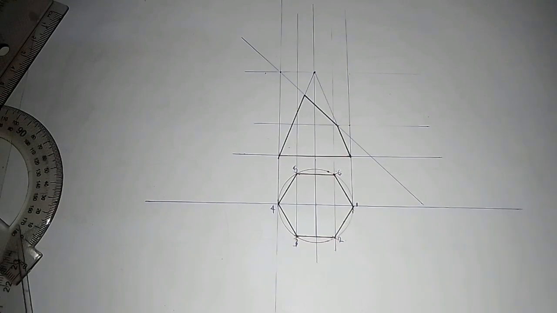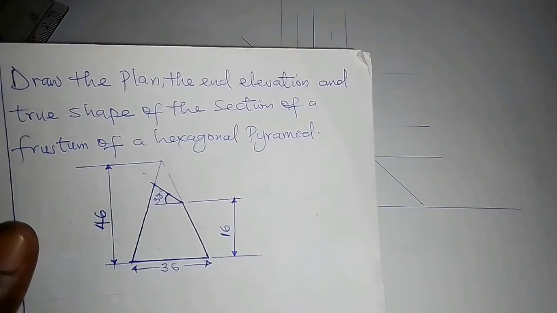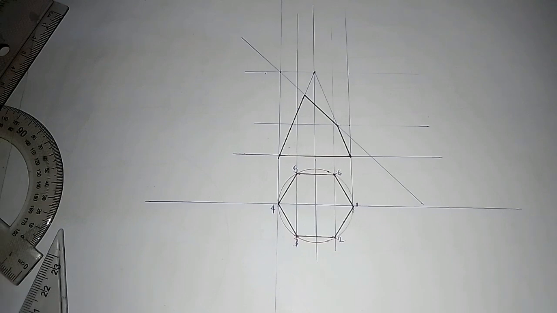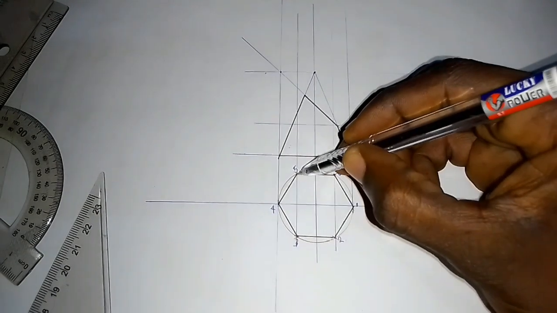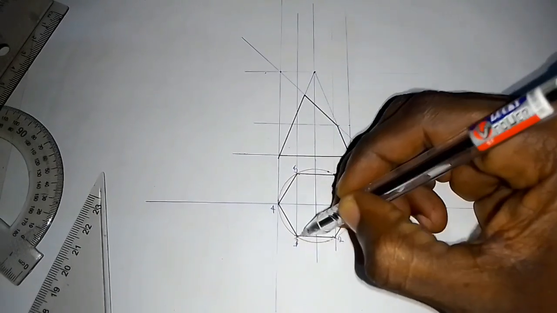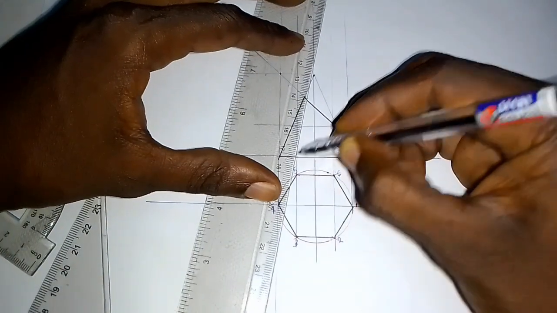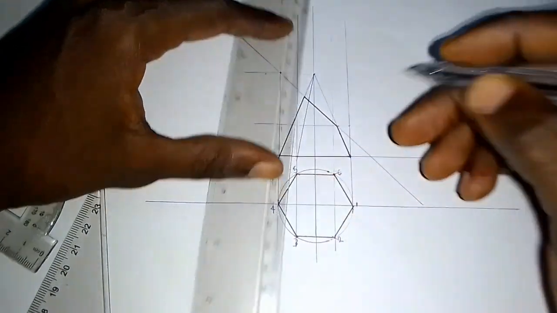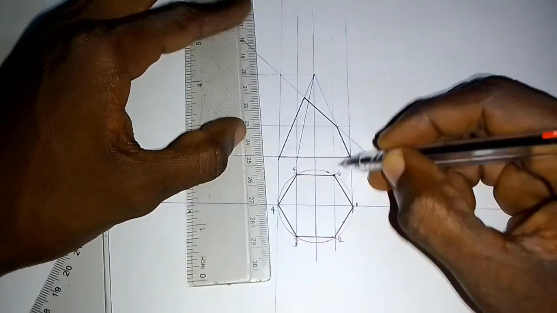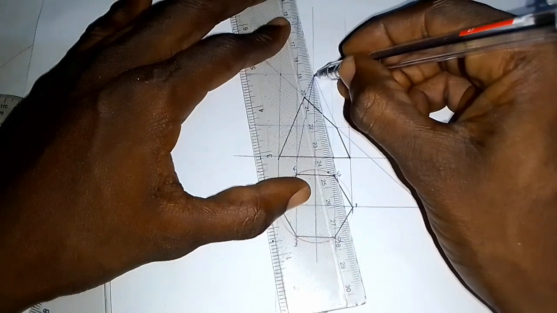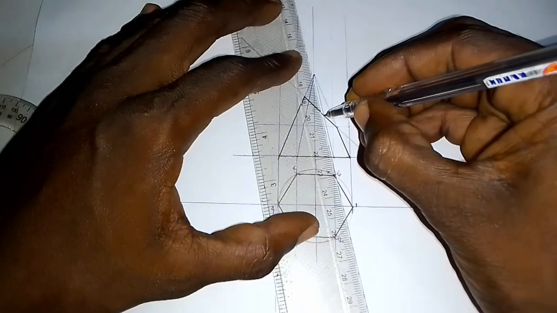All right, the next thing we are going to be doing now is drawing the plan of the hexagonal pyramid. From this point you can see where points 3 and 5 touch the base. I'm going to draw a thin line to meet the apex. I will do the same for the other side, 2 and 6, where it touches the base of the pyramid. I will draw to meet the apex, so I can thicken this out.